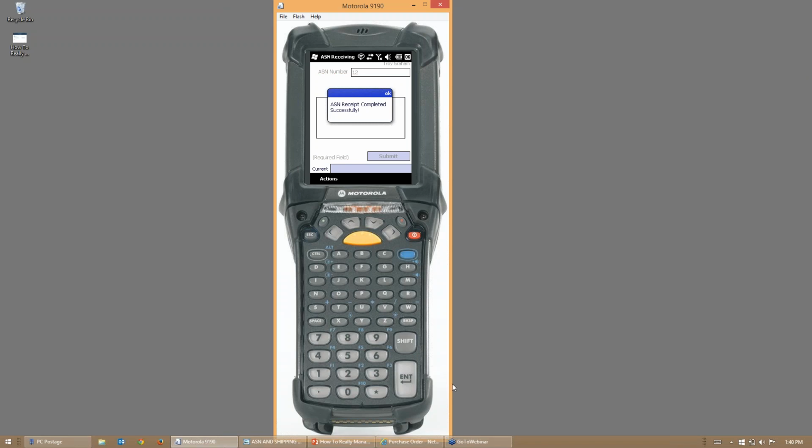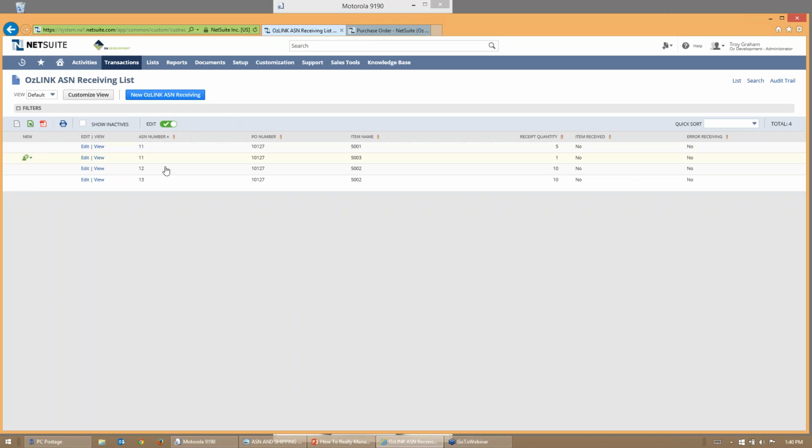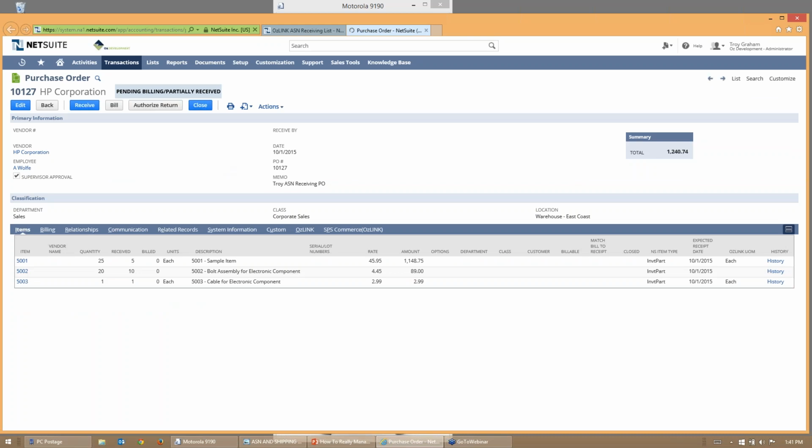So now, if I go back to my purchase order, and before I refresh this page, I want to show you the ASN record as well, because you'll notice we had 3 different cartons, 3 different SSCC numbers here. So when I refresh the page on the purchase order, what we should see is that this purchase order has now been partially received because we didn't scan that 3rd carton. So here we can see that I received 5 of this first item, 10 of this second item, and the single quantity of this 3rd item.